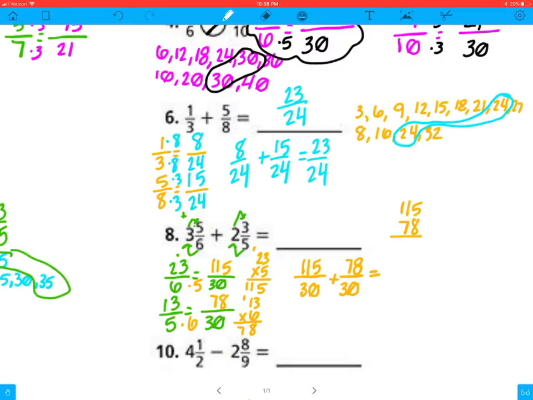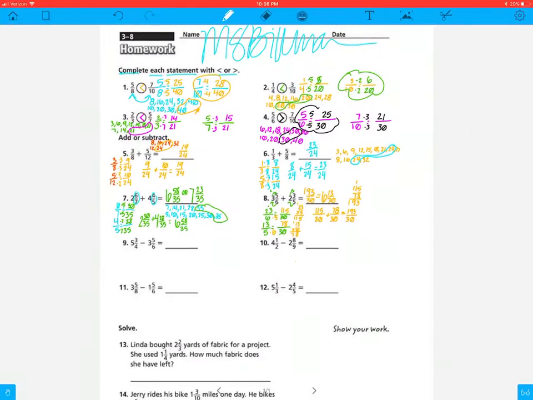Now I'm going to add 115 plus 78. 8 plus 5 is 13. Carry the 1. 7 plus 1 is 8 plus 1 is 9. Bring down the 1. 193 over 30. Again, I could keep it there if I wanted to. And if I know, hey, guess what? This is where I'm confident. But we could try to simplify it. So 30 goes into 193 6 times, and I get 13 left over, and my denominator is 30.